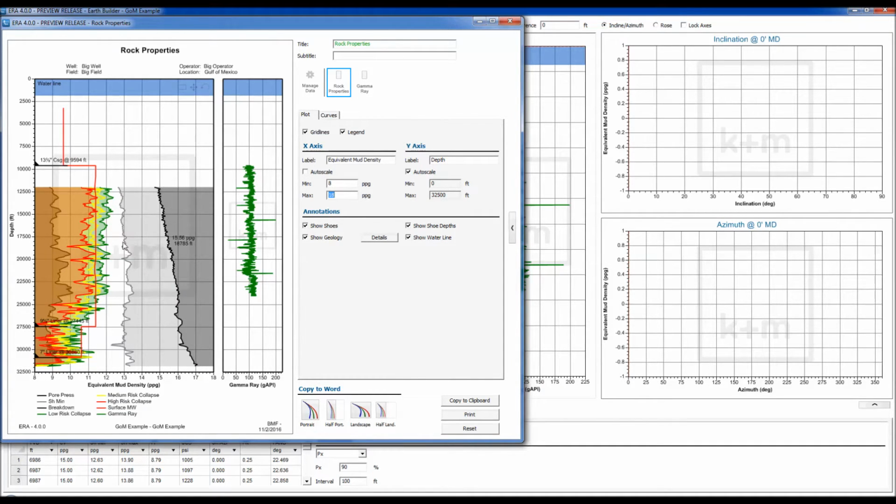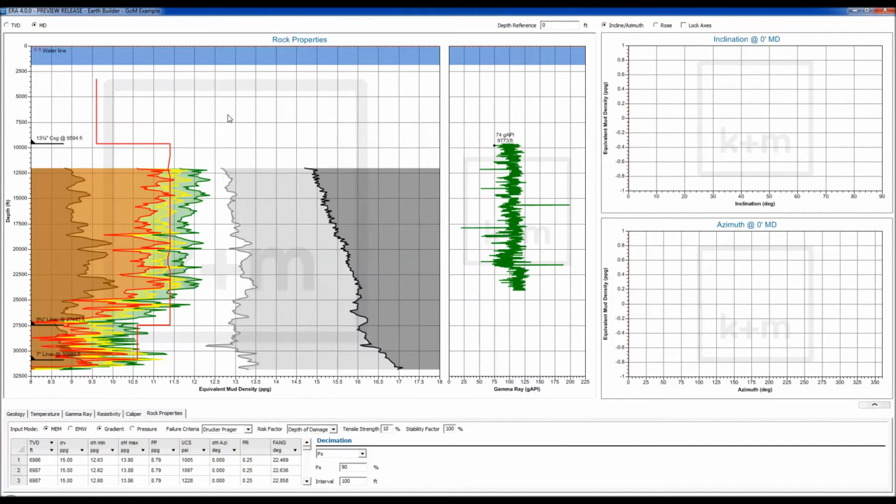Now, breakdown pressure and collapse pressure are sensitive to inclination and azimuth. So those limits are driven directly off of whatever trajectory I've input into the path builder. So those values will change depending on your well path.